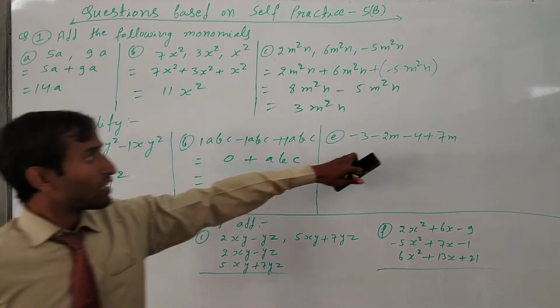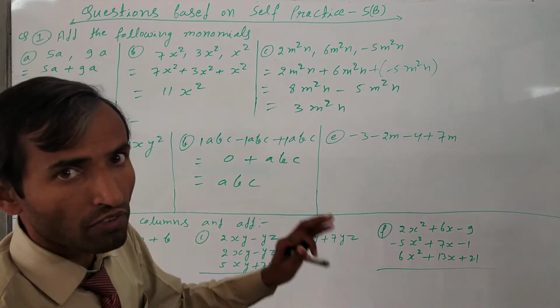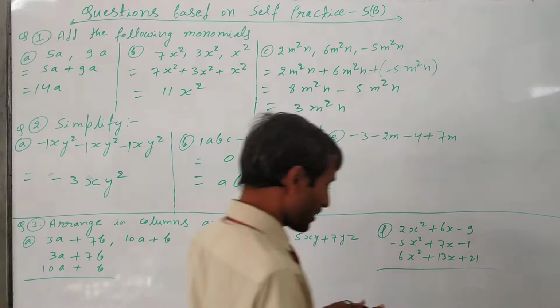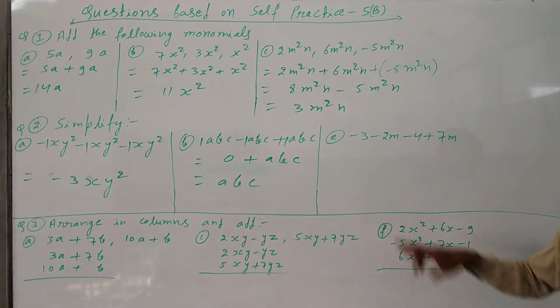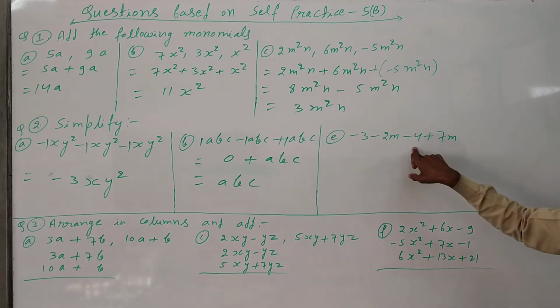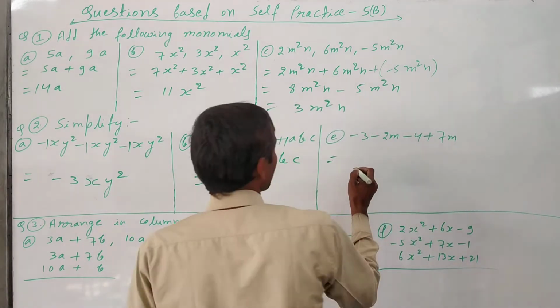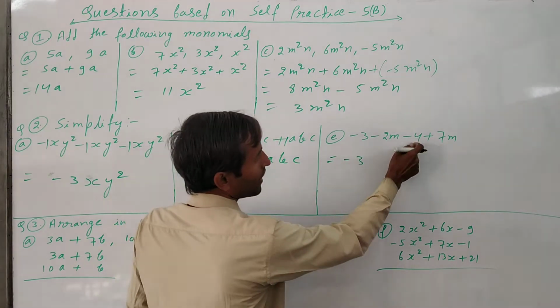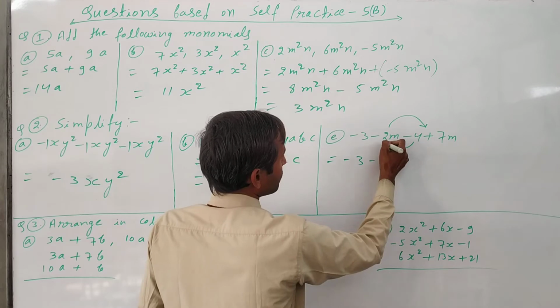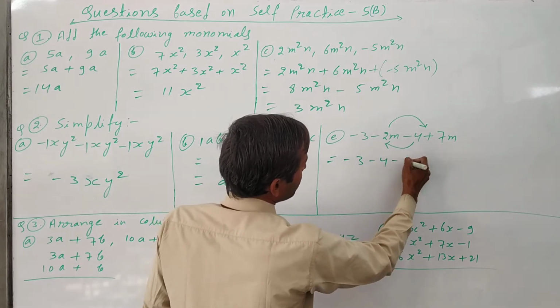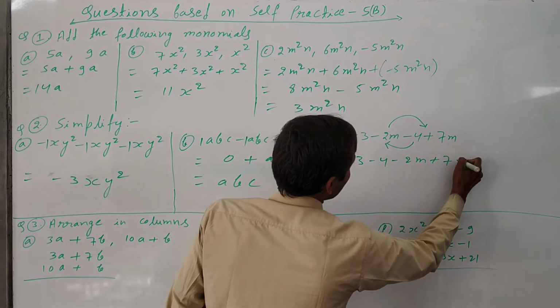Now just see, first of all some different terms are given, means 2 are constants and 2 are variables. So these both are like terms and these both are like terms. So we will separate the like terms and then we will add the like terms. Minus 3, then write down here minus 4, and just put this one here and this one here. So here minus 2m will come and plus 7m.